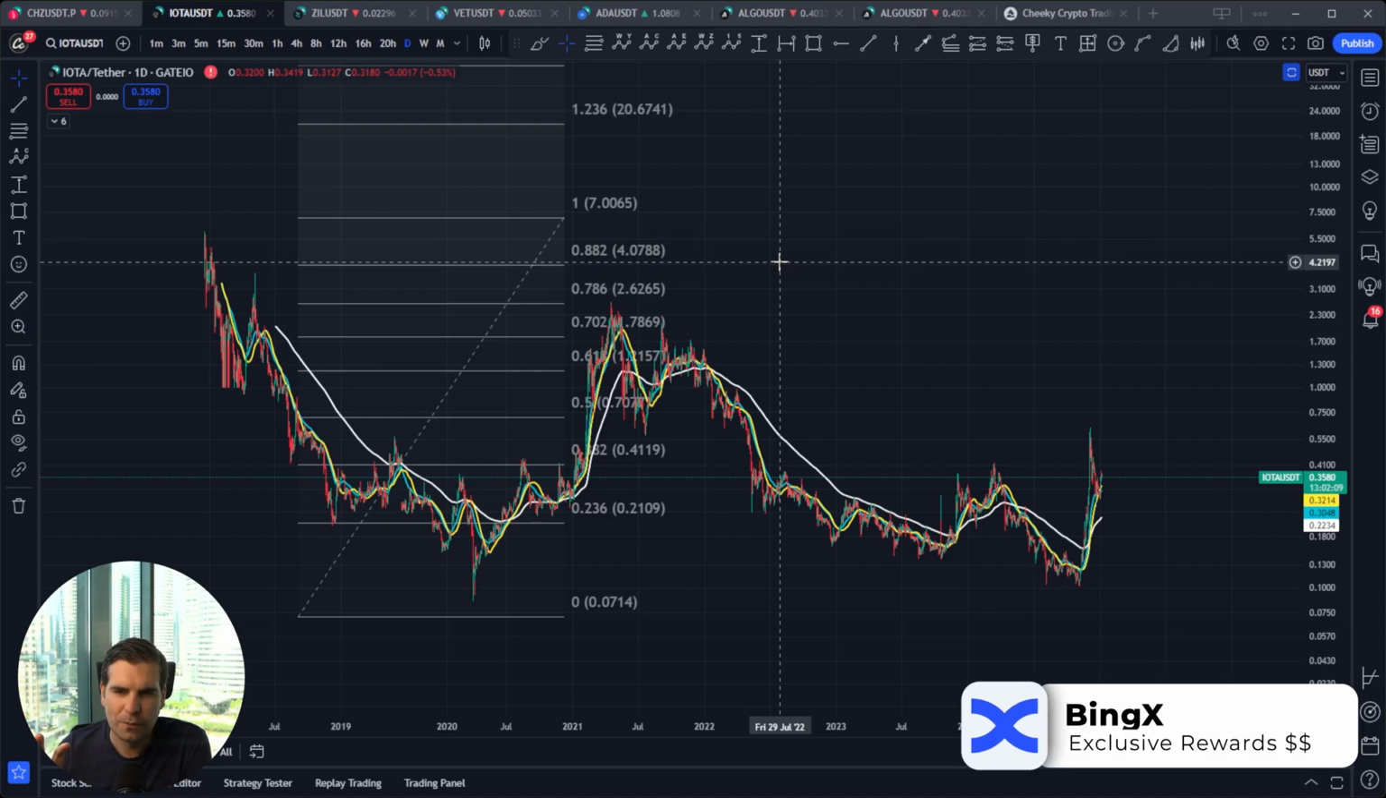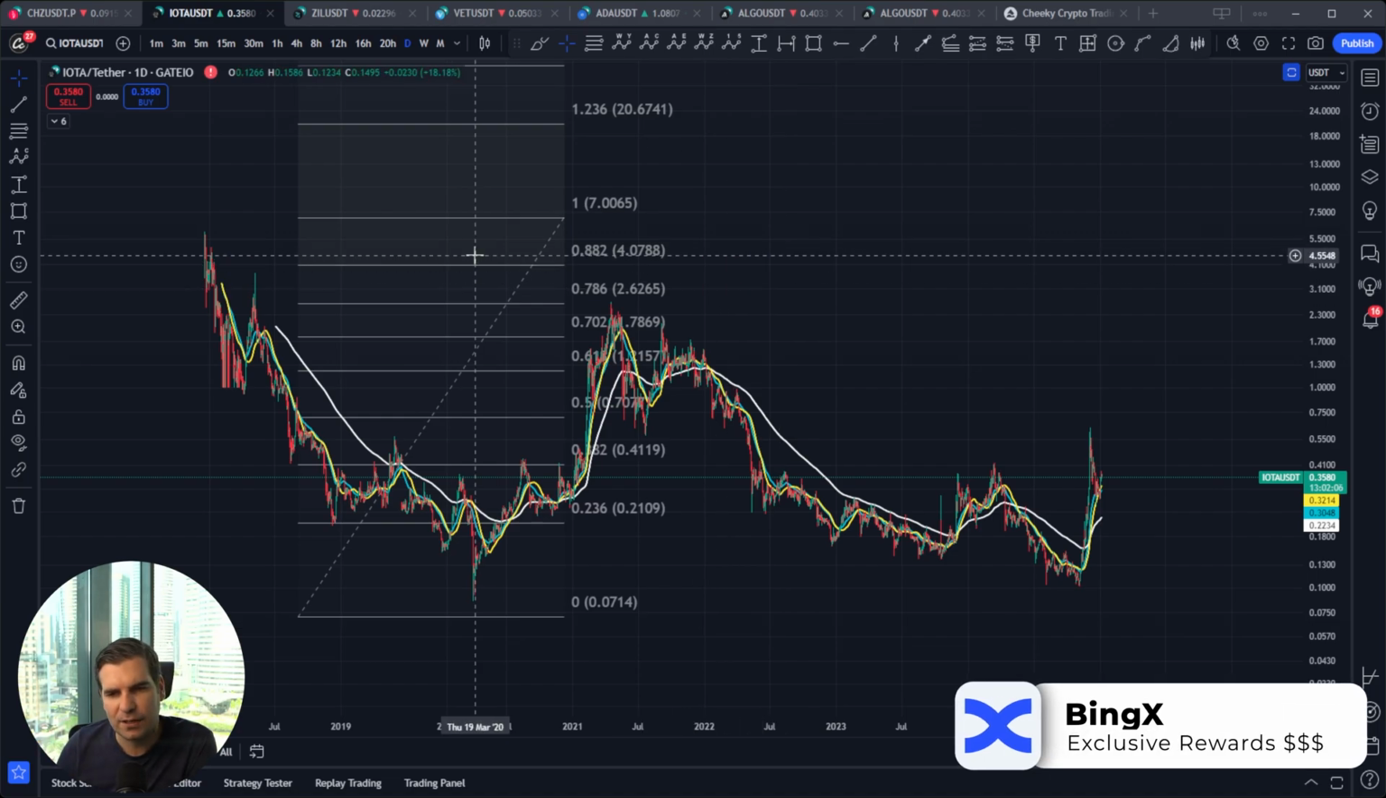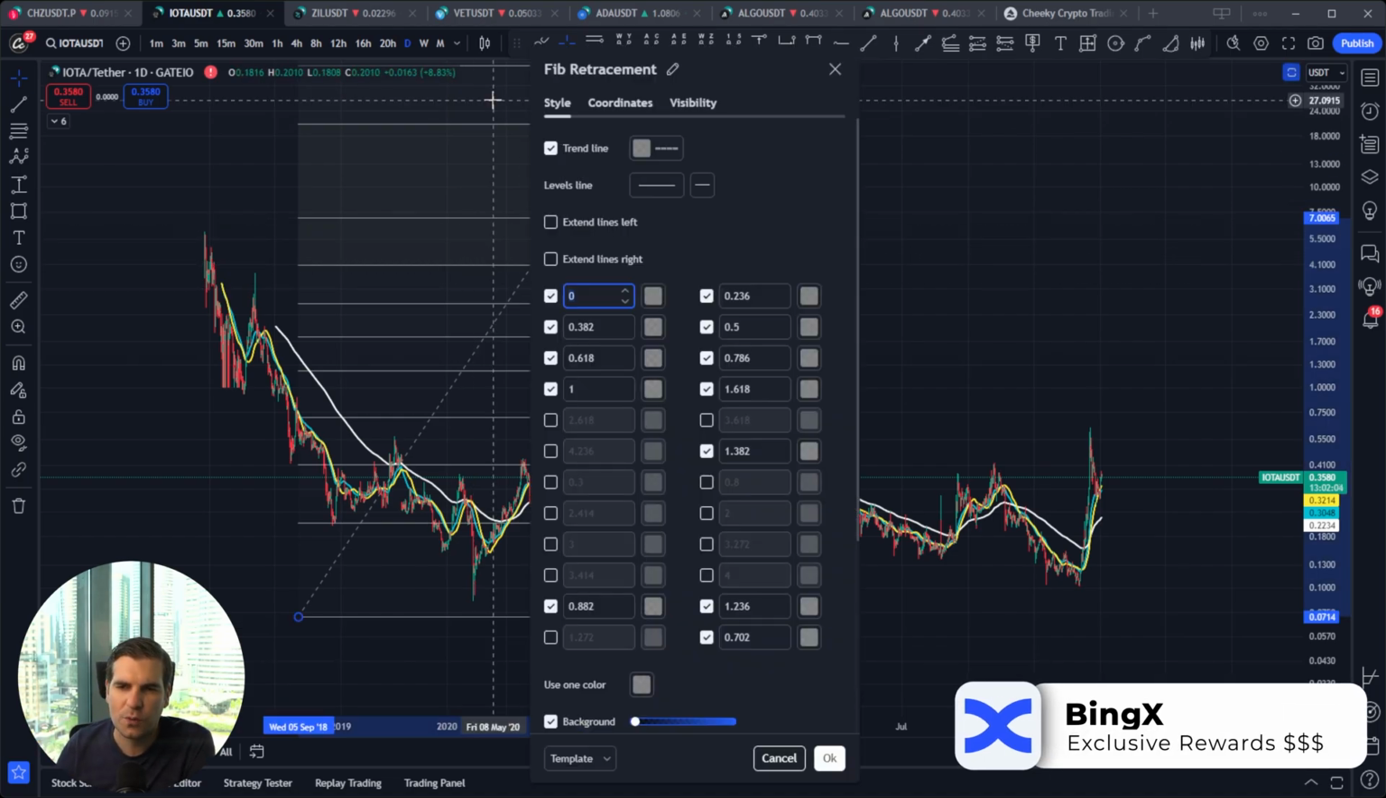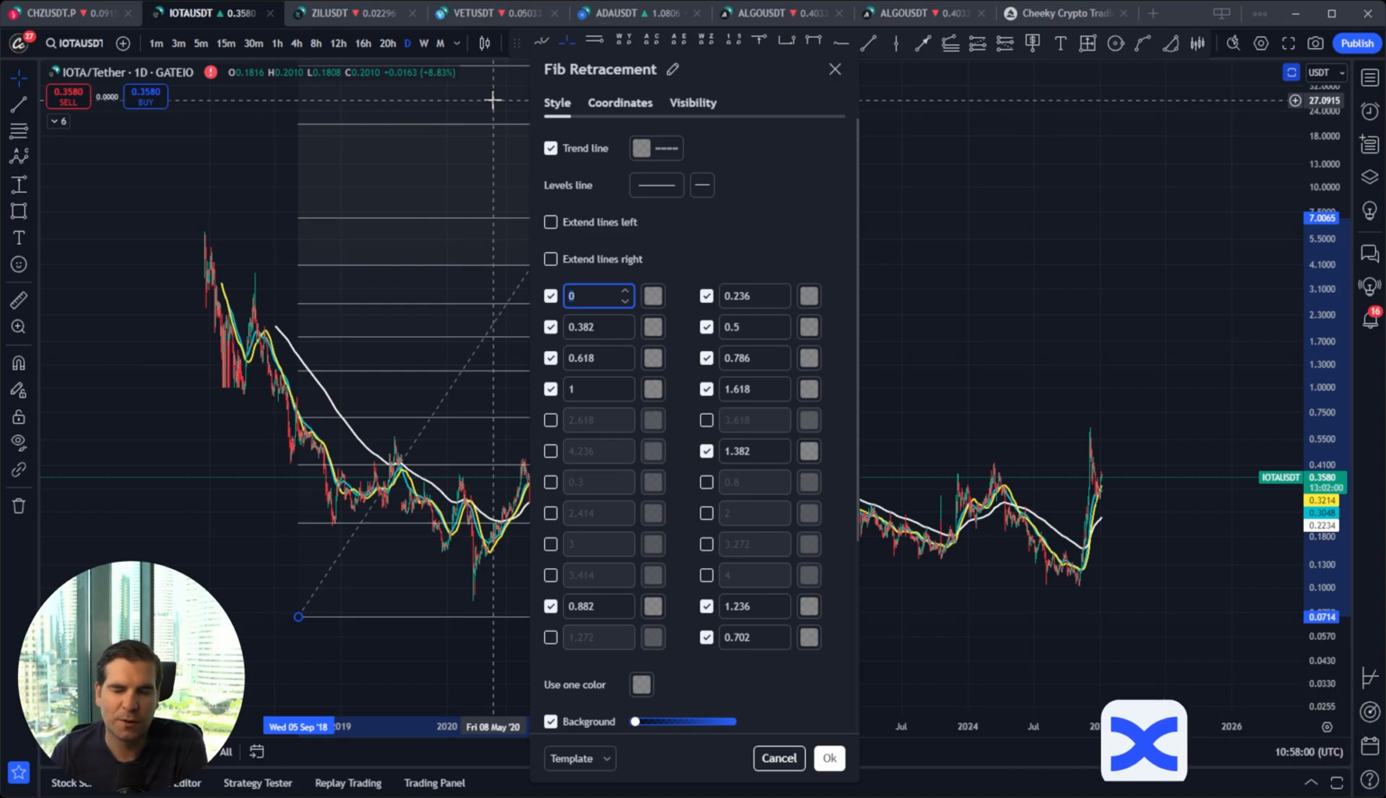And well, this is a fantastic tool, but it's not standard, right? I've altered this a little bit and I'll show you why. So here we have all the settings for the Fibonacci retracement tool. You can feel free to pause this at any point and copy these down if you want.